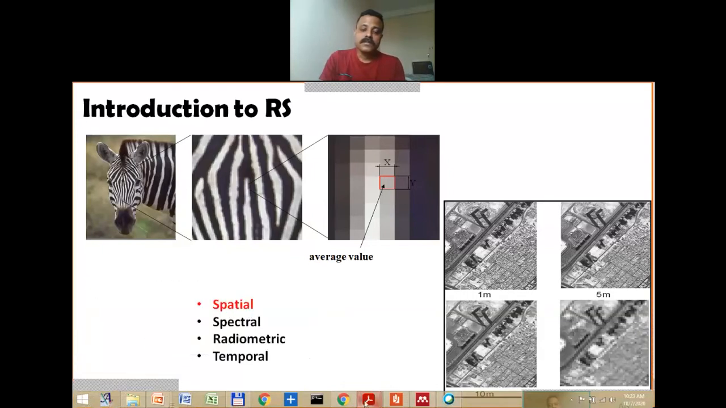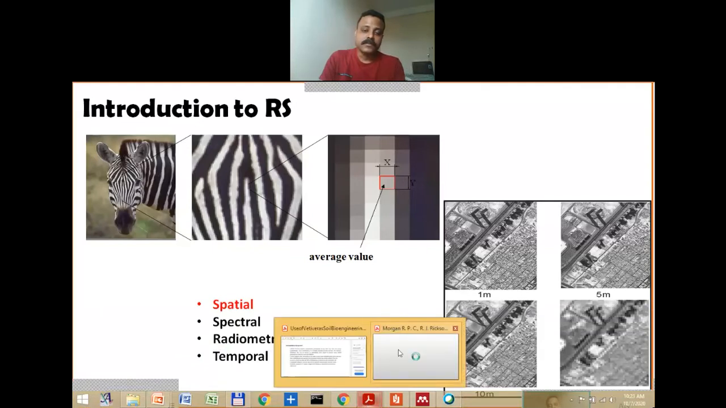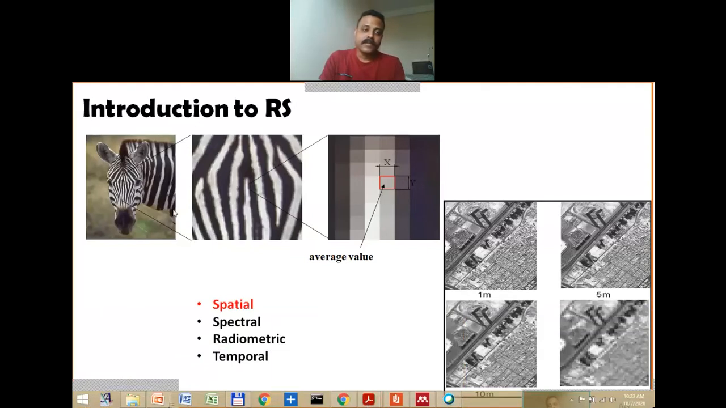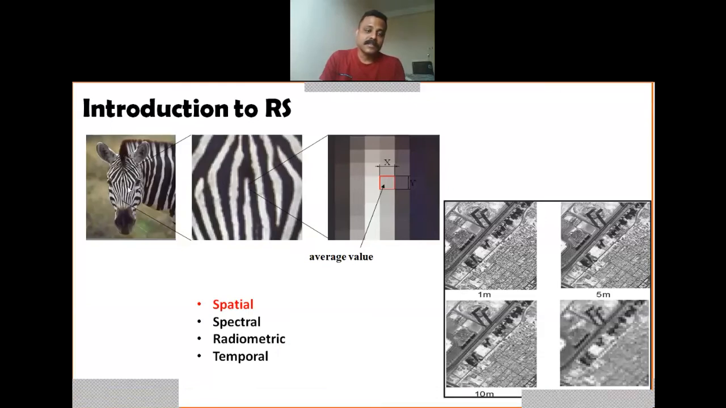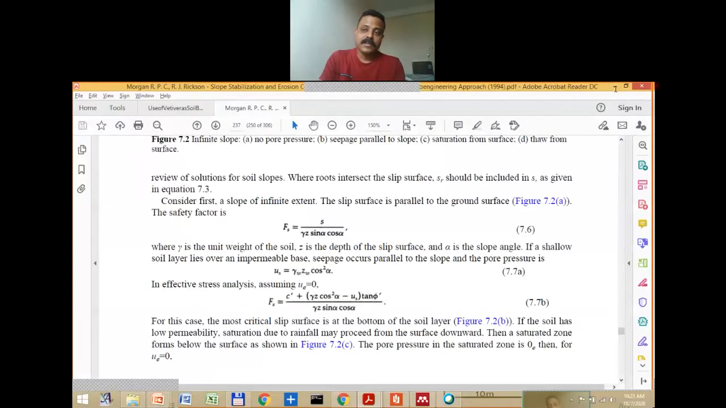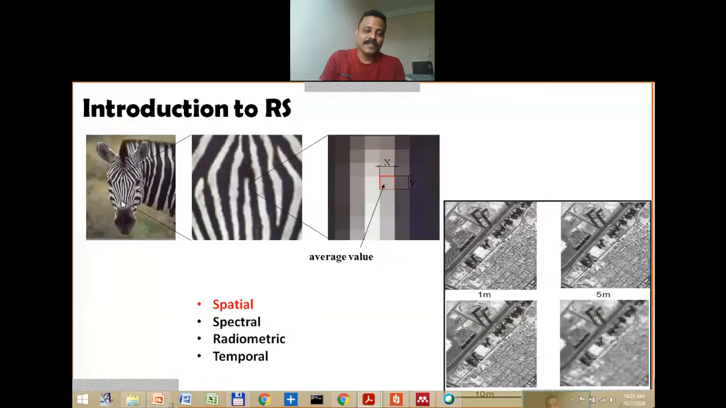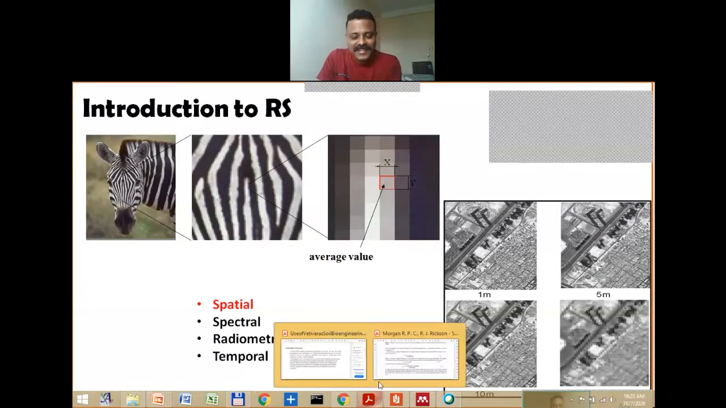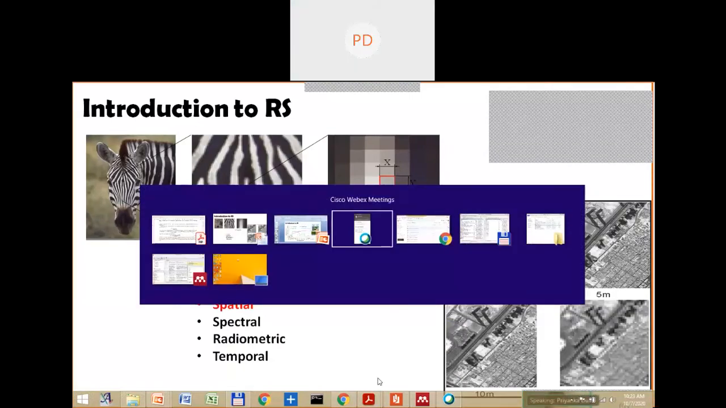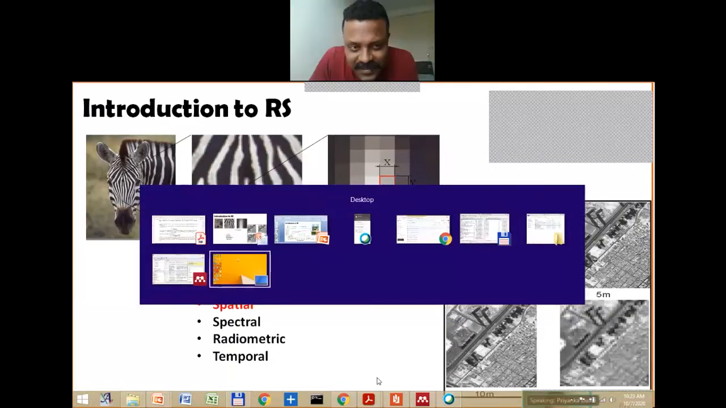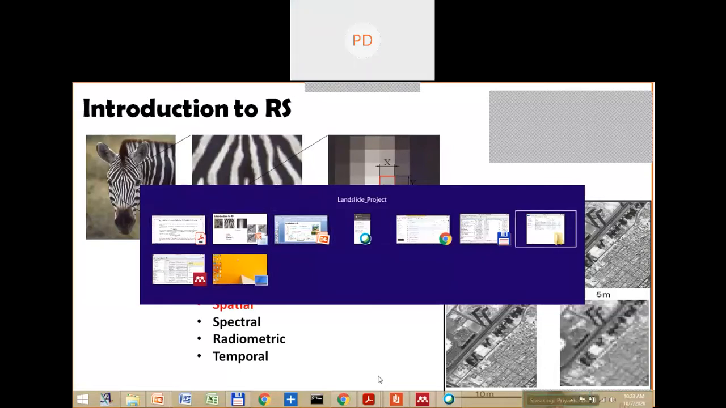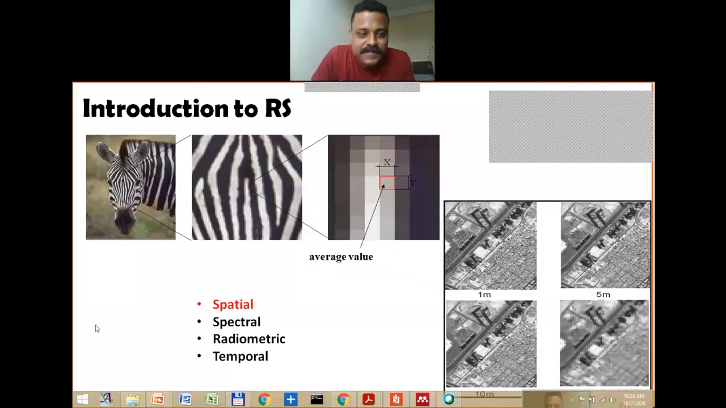So this is also a similar kind of photo which is being shown here. What do you see? What is this animal? Yeah, it's a zebra. This is a zebra.